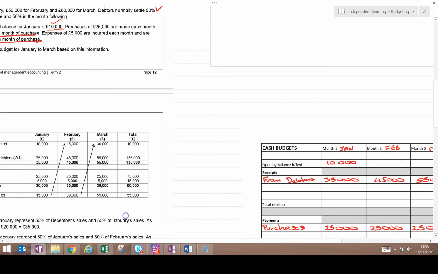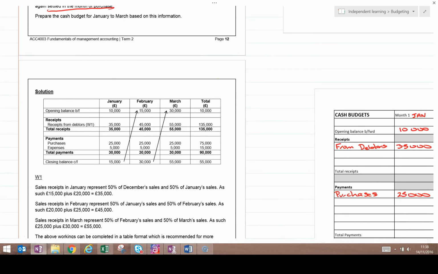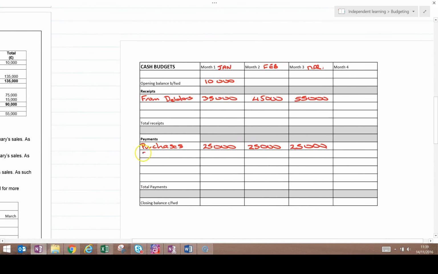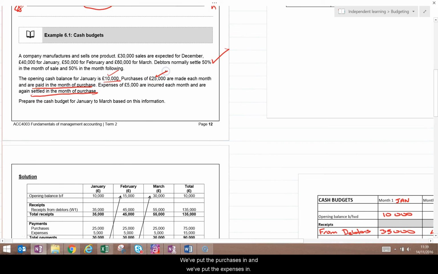So what else have we got? Expenses of £5,000 are incurred each month and again settled in the month of purchase. So we're going to be paying £5,000 each month. So expenses, 5,000 each month. So that should be everything. So let's just double check. We've put the purchases in, we've put the expenses in. So we can now total up and finish our cash budget.